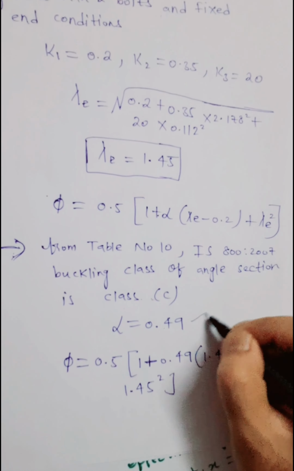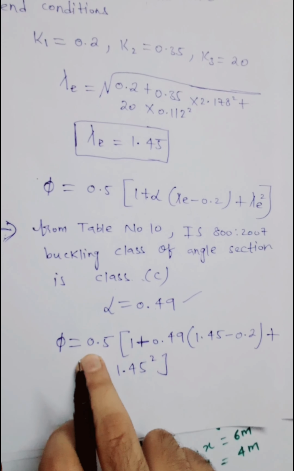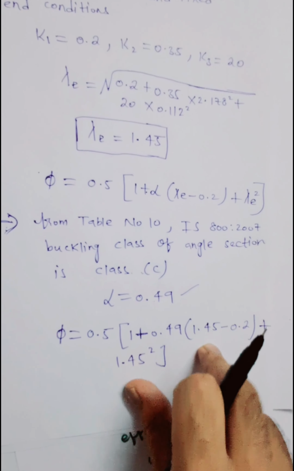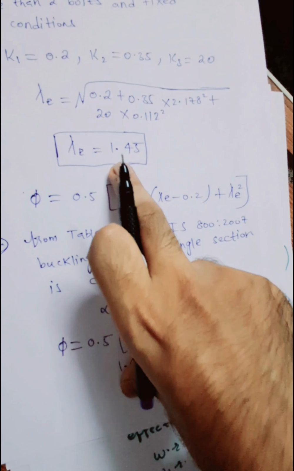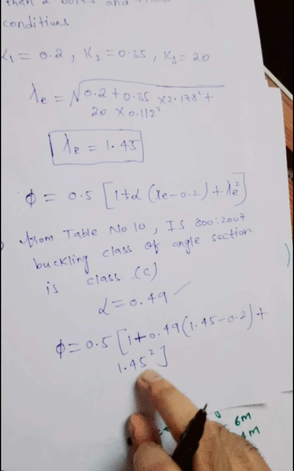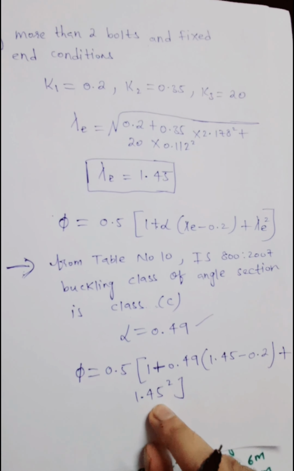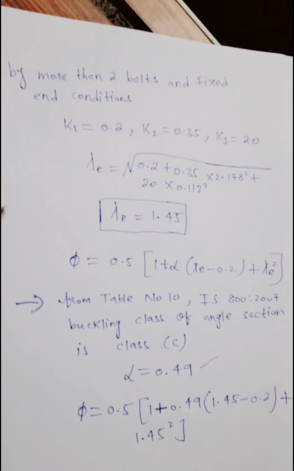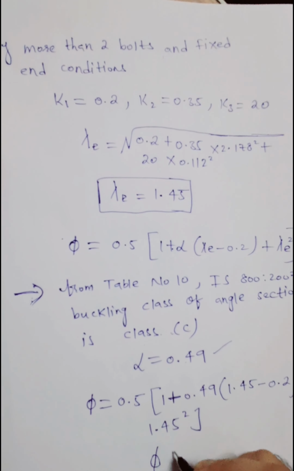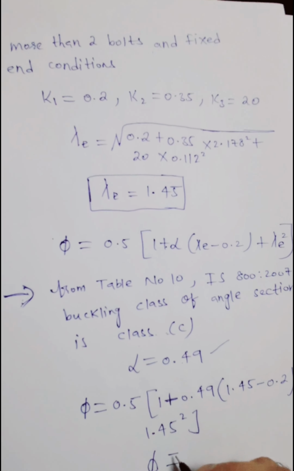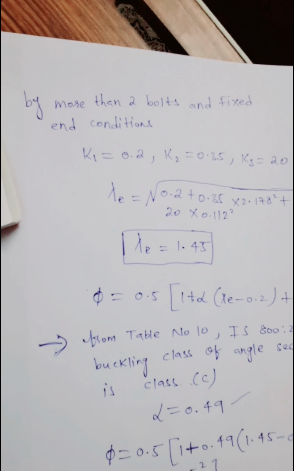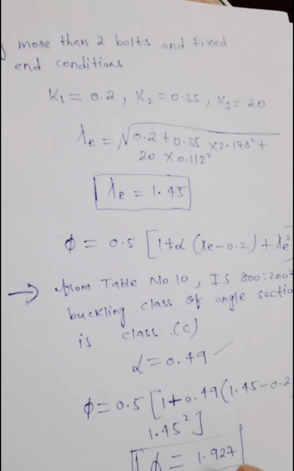Now this thing is plotted. Again, phi is equal to 0.5 into 1 plus alpha, where alpha is 0.49, times 1.45 minus 0.2, plus 1.45 square. Lambda e we already got as 1.45. Solving, I got phi equal to 1.927. This is your phi value completed.